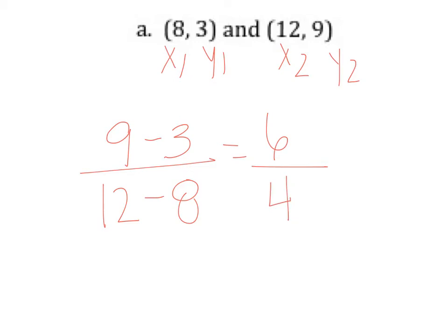Always a good idea to simplify when we're working with slopes in geometry. So that would simplify to the slope of 3 over 2. That means we're going up 3 and over 2 spaces to the right to get to the next point on our graph. It's going to be a positive sloping line.